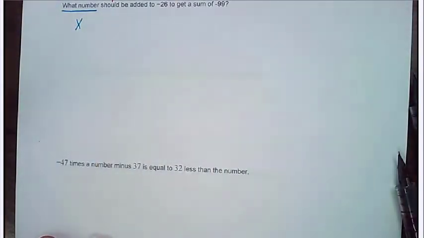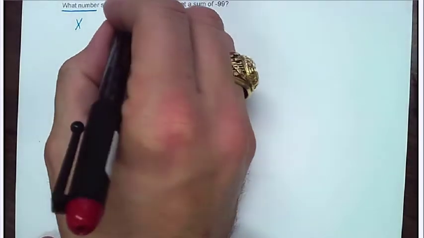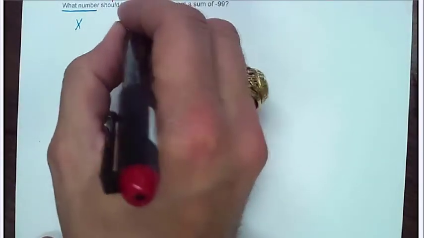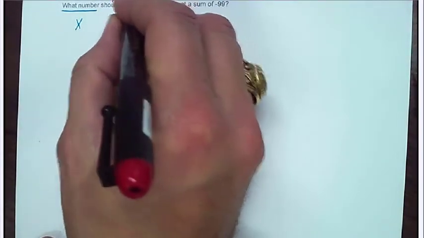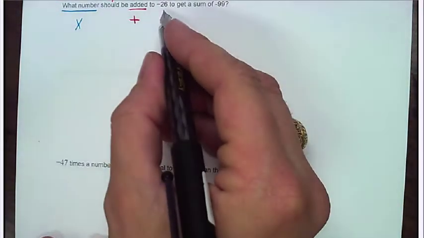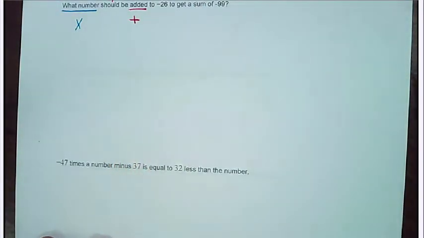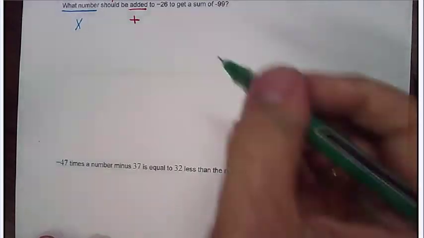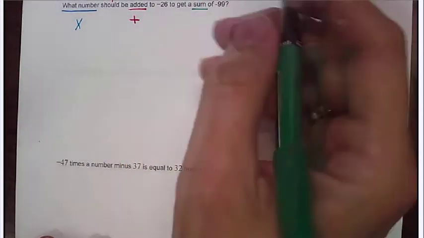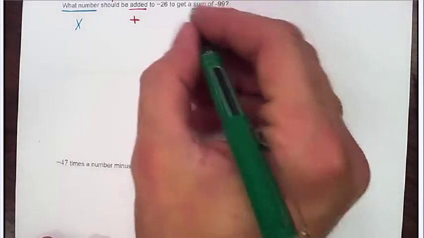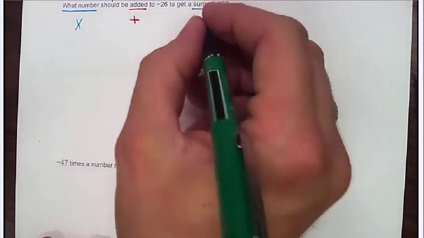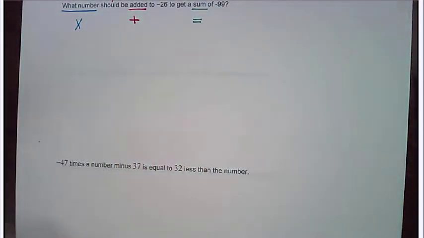So what number should be added? Well, we know that added is going to give me a plus sign. That's just a summation, to negative 26 to get a sum. This is what I was talking about a few minutes ago. Sometimes the word sum means to add, and sometimes sum means the answer to an addition problem. So this is actually going to be an equal sign here.